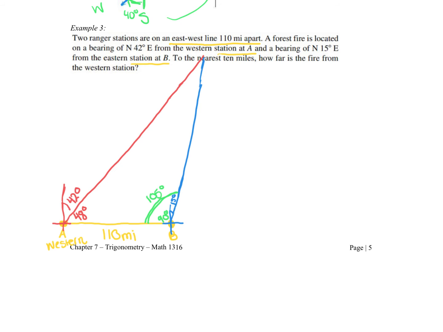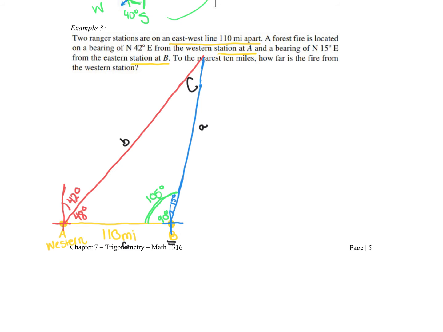And they want to know how far is the fire from the western station, which I'm going to call little b, only because this is called angle B or station B. So that's B. And if this one is A, then this side over here is called A. And this means this is called angle C. We'll call this little distance right here C. So I want to find B.